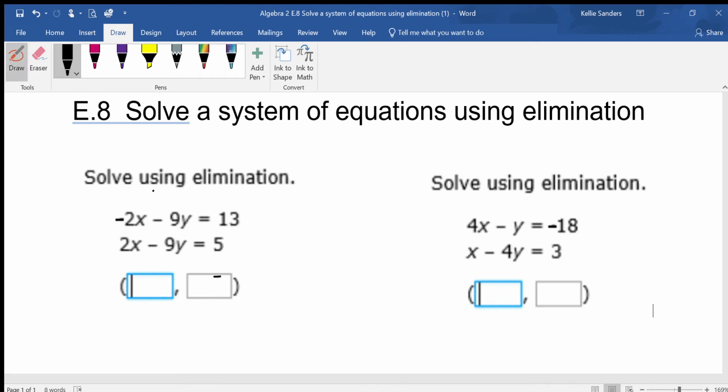E.8, solve a system of equations using elimination. Whenever it says to use elimination, you're trying to get rid of either all of the x's or all of the y's, and then solve for the letter that is left. Okay? To eliminate, you get rid of. To get rid of, you cancel.